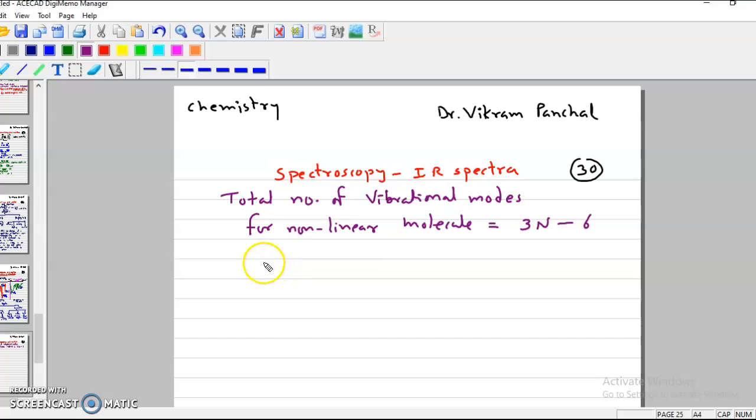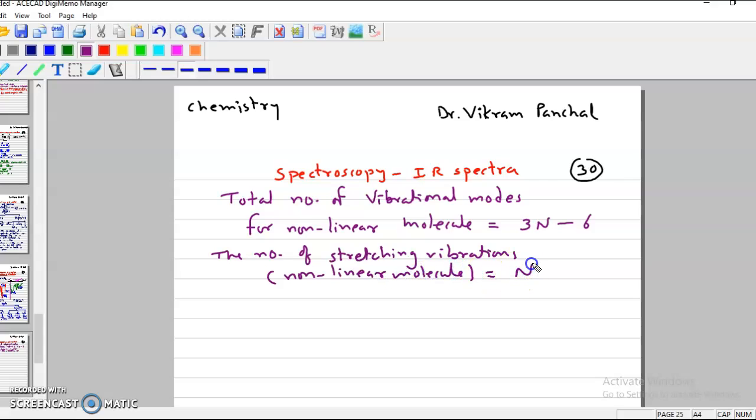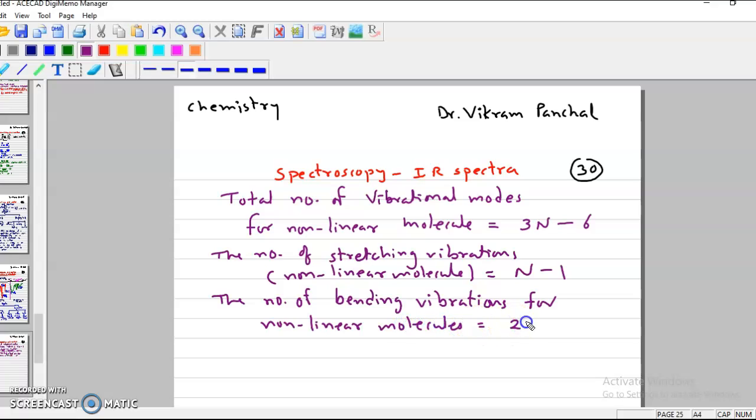In this case, the number of stretching vibrations in case of non-linear molecule are n minus 1, and the number of bending vibrations for non-linear molecule are 2n minus 5.